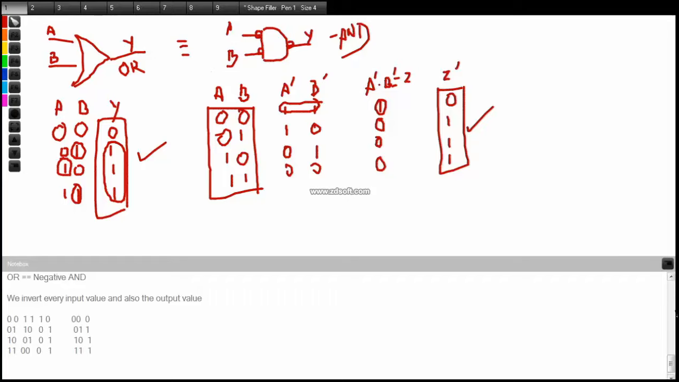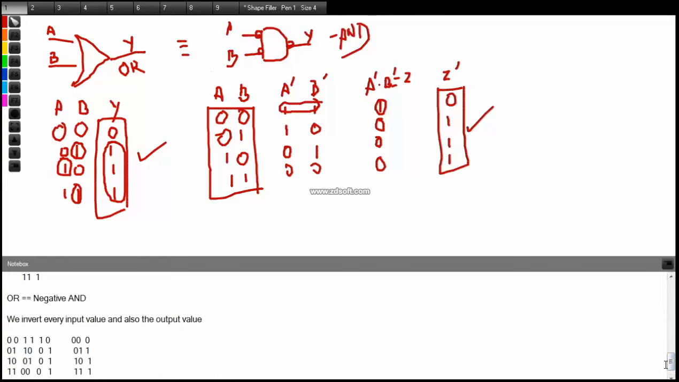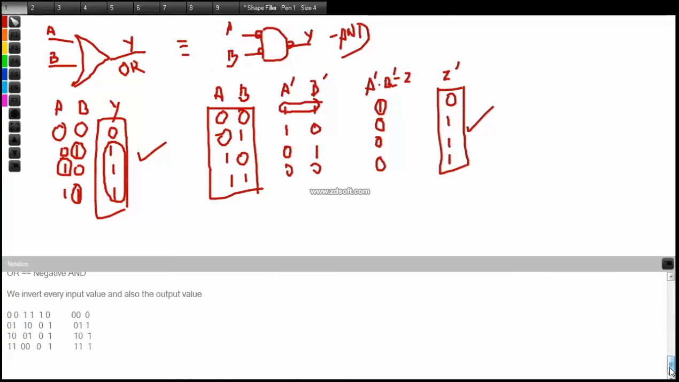You can understand these things in a much better manner once you go through the unit 3 topics. So for now, I think the basics are very clear to you. I will explain to you the postulates and the theorems and how we derive these logic gates in the coming minutes. Thank you.